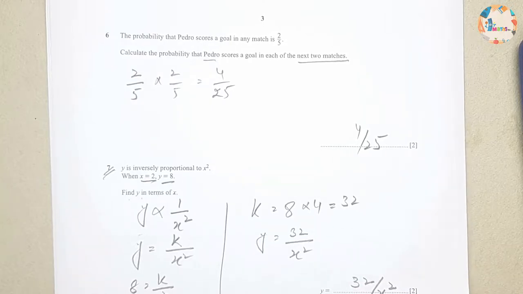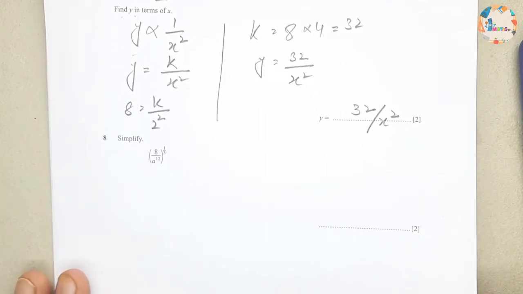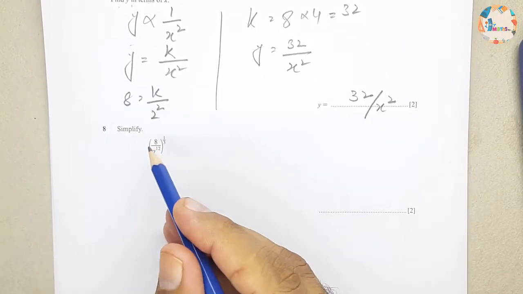Then comes next, simplify, question number 8. Simplify 8 over this.